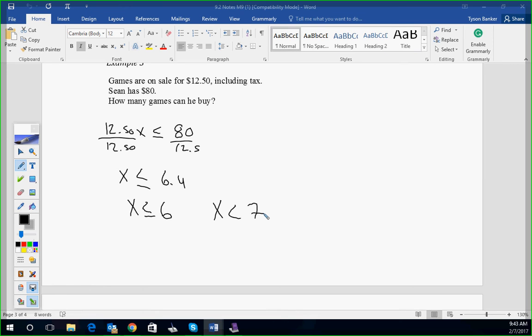Now if we're being picky, what would we really want to make sure that we know, like what's the limit the other way? What's the smallest amount? 0, right? We can't have negative games, right? So you'd want to make sure that you understand he can't be less than 0.